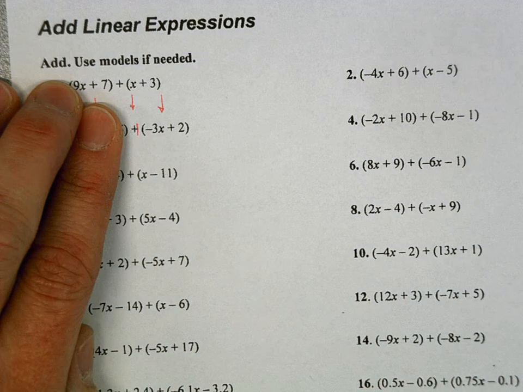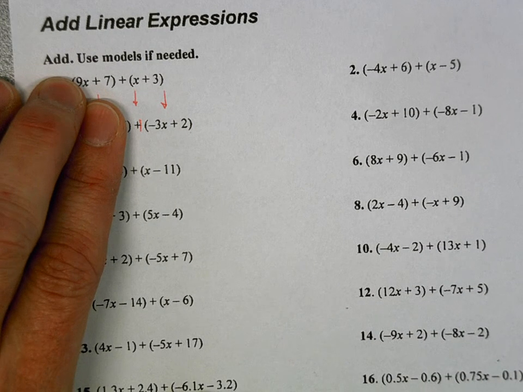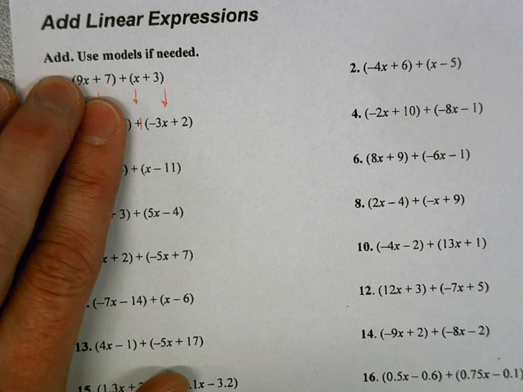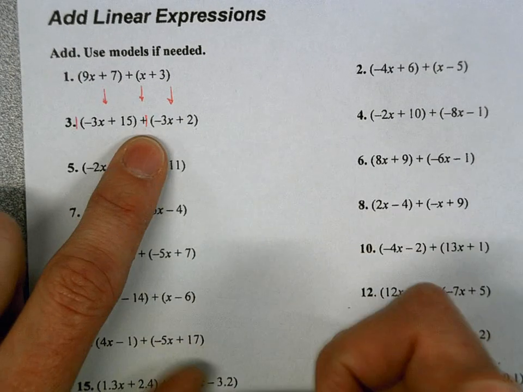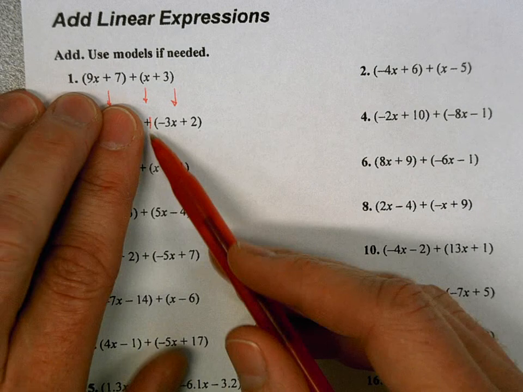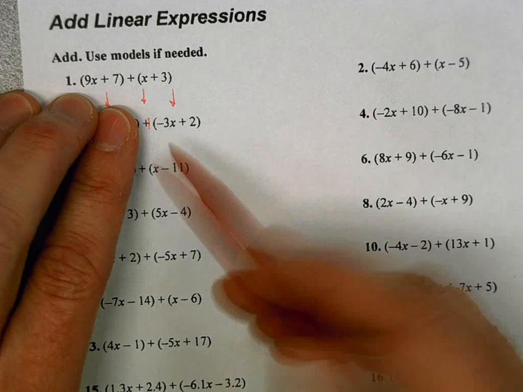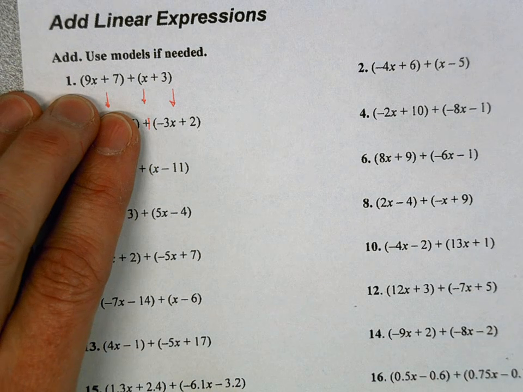Negative 3x. Why? Because, as we talked about in our property lesson, anything multiplied by 1 is itself. Now, here's the whole point of me telling you this. Because this is a positive 1, basically because of the addition sign, we're going to save ourselves time.